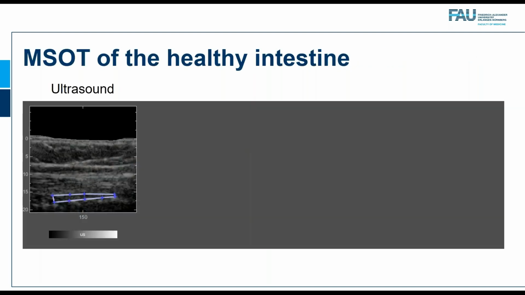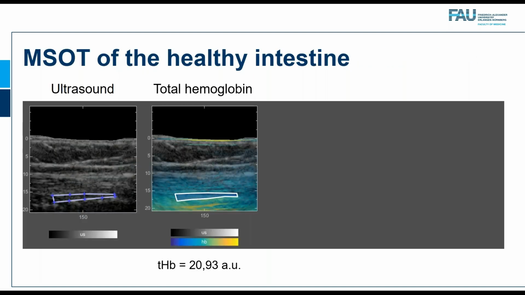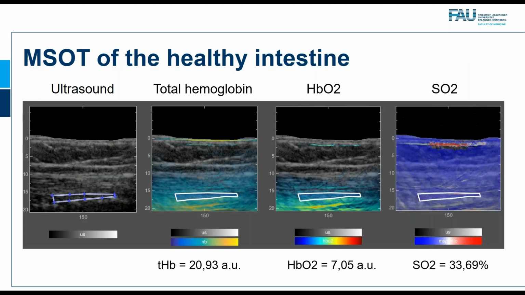In the first series of patients, we saw that it's actually possible to measure hemoglobin levels in the intestinal wall, even in healthy individuals. You see here on the left the ultrasound image where a region of interest is drawn on the intestinal wall. And then in the middle panels and on the right, you see the unmixed quantification of hemoglobin, oxygenated hemoglobin, and oxygen saturation based on optoacoustic measurements.